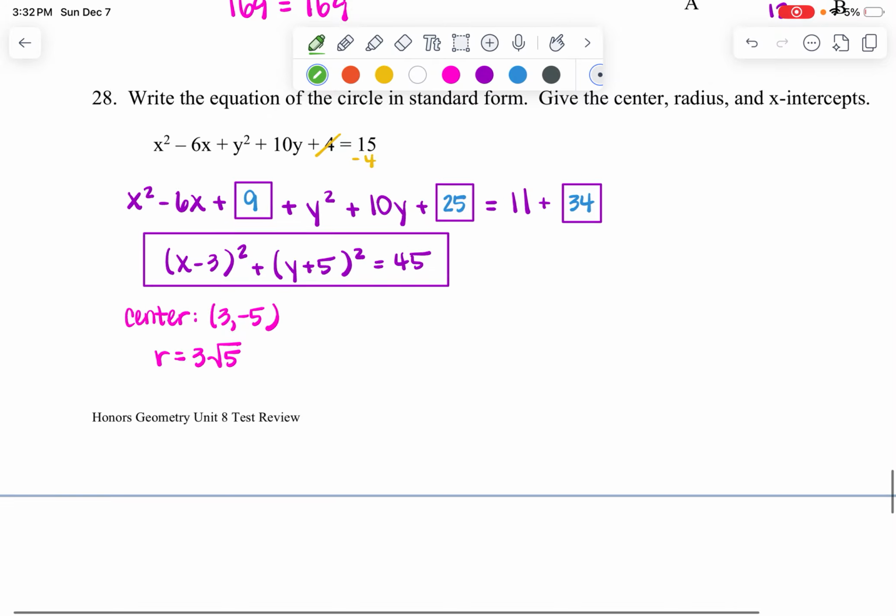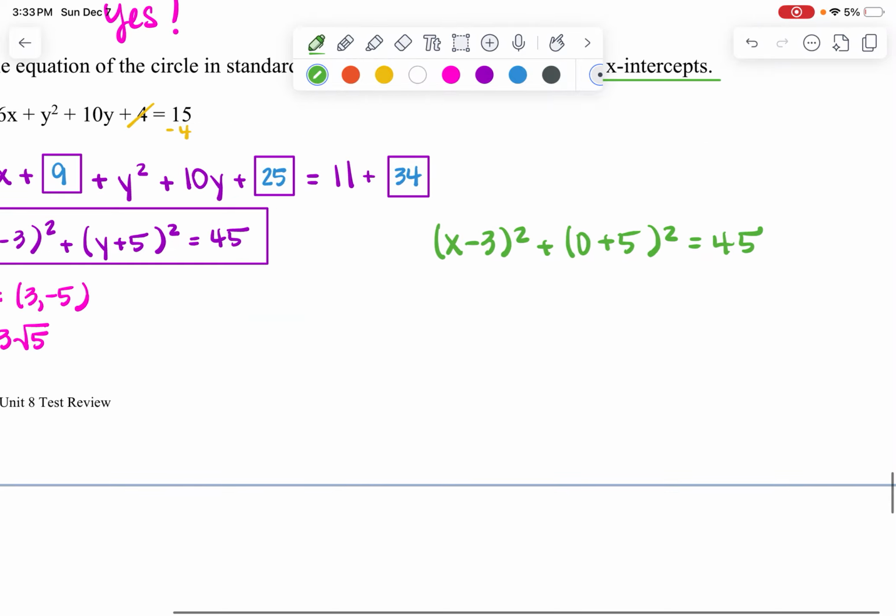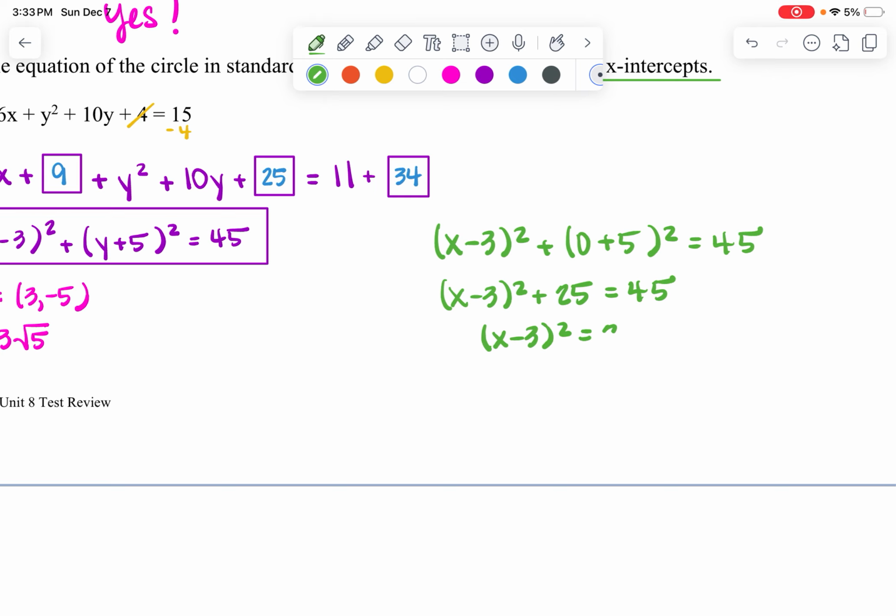And then last but not least, it asks us to find the x-intercepts, right? So remember, the x-intercepts are the x values when y is 0. So I'm going to take my standard form equation, plug a 0 in for y, and then solve for x. That's what we're looking for. All right, so I'm going to leave my x minus 3 squared binomial because we like squared binomials. 5 squared is 25. Then I'm going to subtract that 25 to the other side, which is going to give me 20.